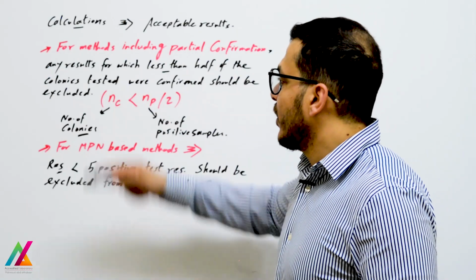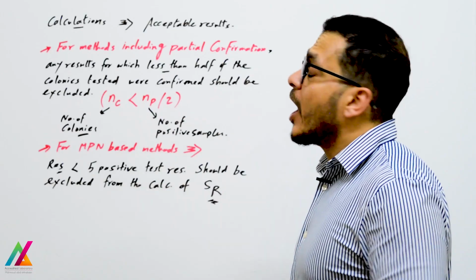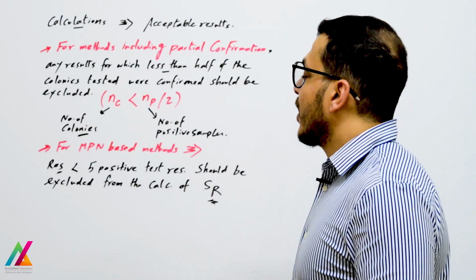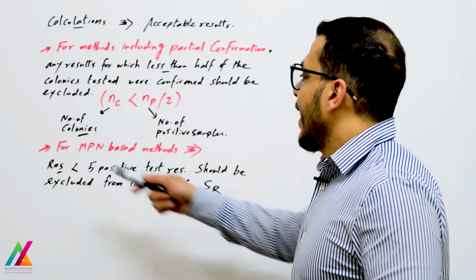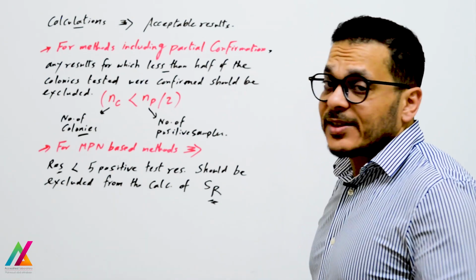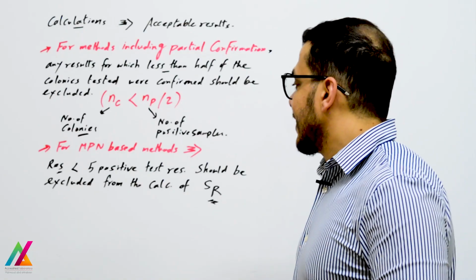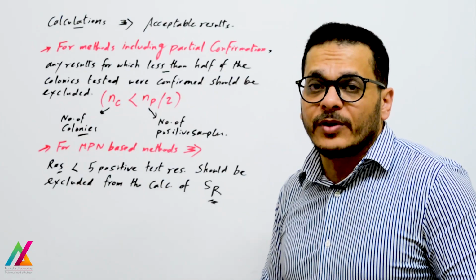So if the number of colonies is less than half of the colonies tested, that is, the number of positive samples divided by 2, in this case these should be excluded. And for most probable number based methods, any measurement results with less than 5 positive test results should be excluded from the calculation of standard deviation of reproducibility.